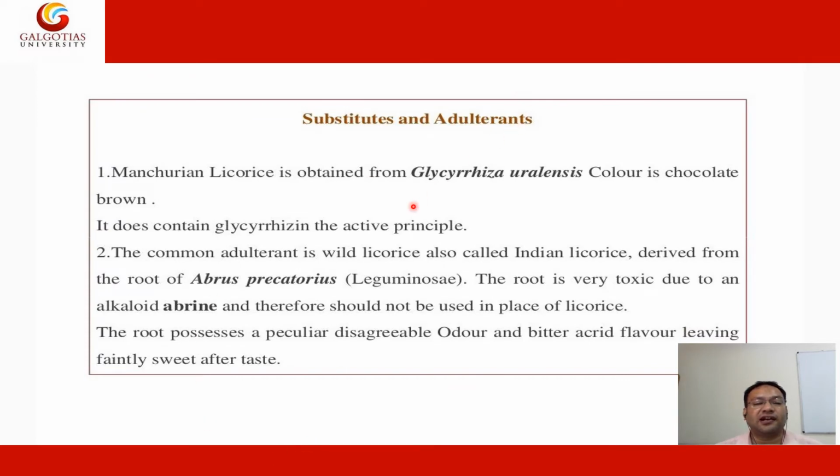Substituents, varieties and adulterants: Manchurian licorice is obtained from Glycyrrhiza uralensis. Color is chocolate brown. It does not contain glycyrrhizin, the active principle. The common adulterant is white licorice, also called Indian licorice, derived from the roots of Abrus precatorius, family Leguminosae. The root is very toxic due to an alkaloid, abrine, and therefore should not be used in place of licorice. The root possesses a peculiar disagreeable odor and bitter acrid flavor, leaving a faintly sweet aftertaste.